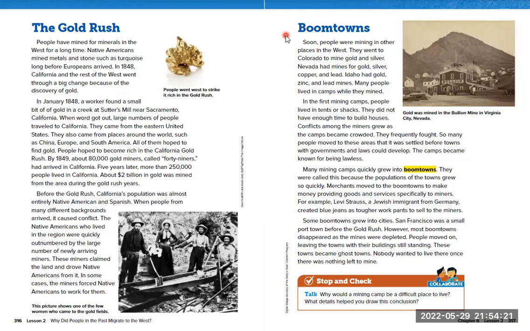Some boom towns grew into cities. San Francisco was a small port before the gold rush. However, most boom towns disappeared as the mines were depleted. People moved on, leaving the towns with their buildings still standing. These towns became ghost towns. No one wanted to live there once there was nothing left to mine. Here we have a photo with the caption, "Gold was mined in the Bullion mine in Virginia City, Nevada."